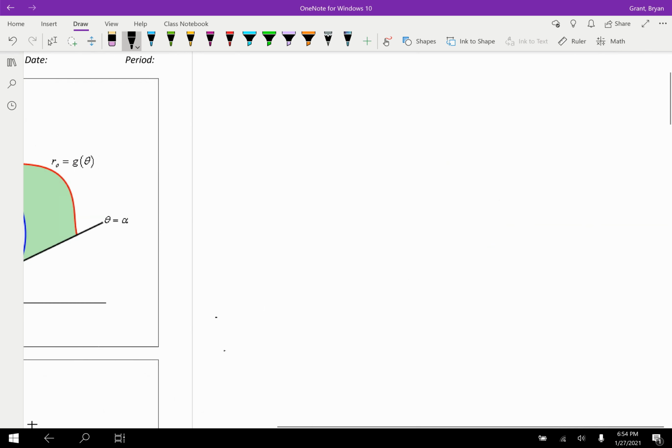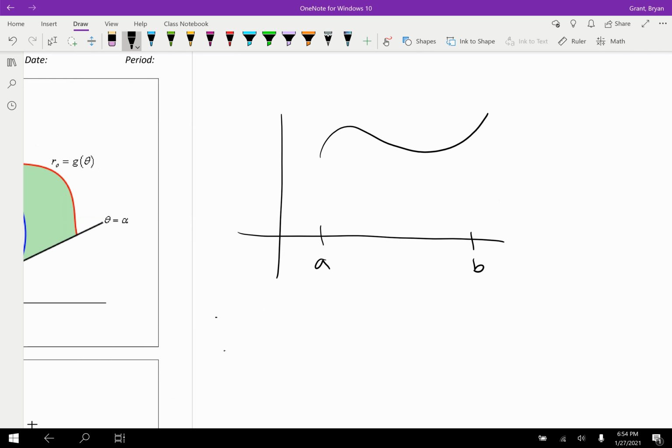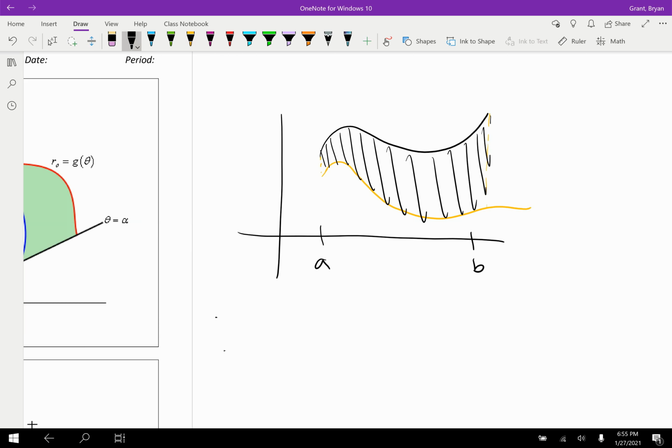You might remember back to our rectangular graphs, where we had one function that was doing its own thing up here. Maybe we had another function that was doing something down here. And we said if we wanted to find the area between these two graphs, we would just take the area of the top function and subtract from it the area of the bottom function.